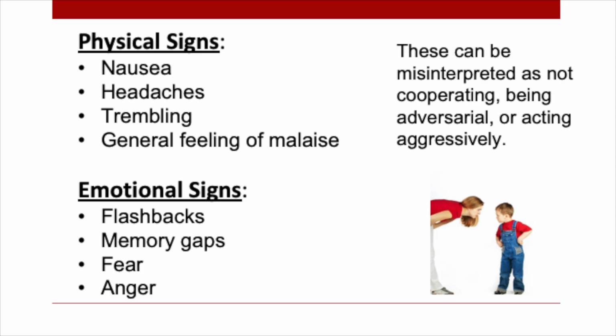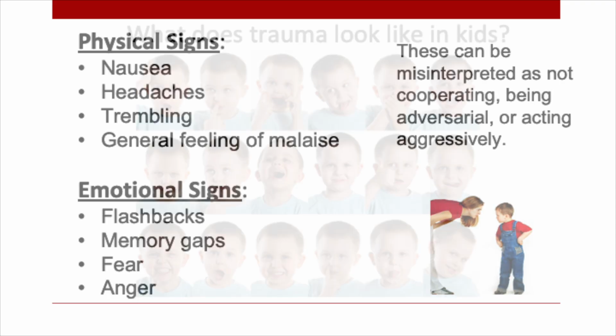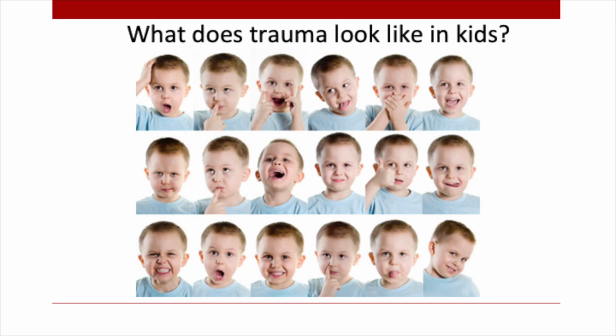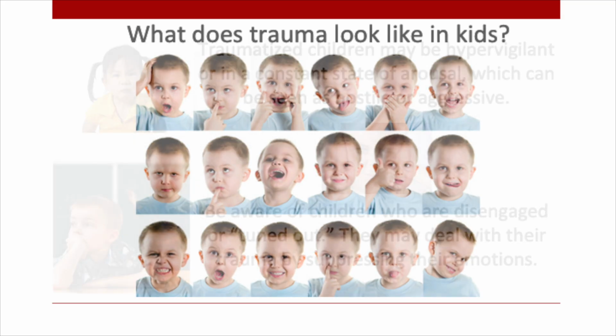Emotionally, you might see things like flashbacks or memory gaps, fear or anger. These responses can be misinterpreted as not cooperating, being adversarial, or acting aggressively. The reality is that these are children who are deeply afraid and they're trying to figure out how to stay safe. So let's take a moment to talk about what trauma looks like in children.